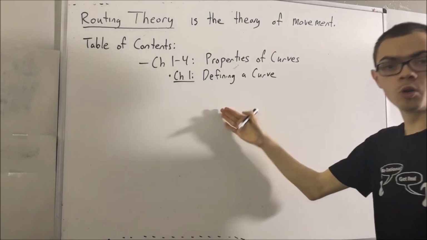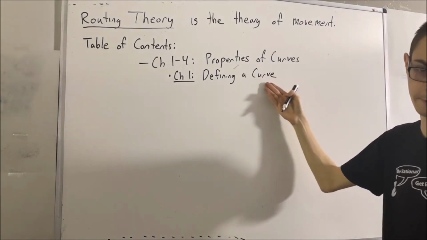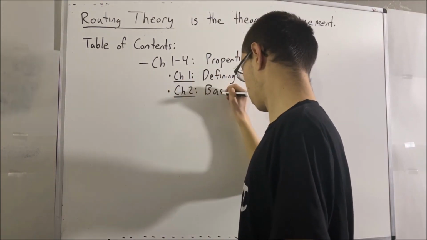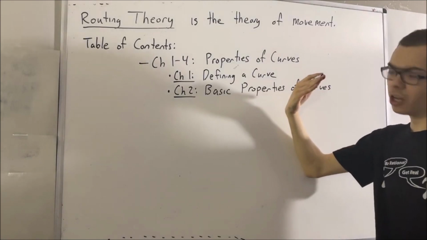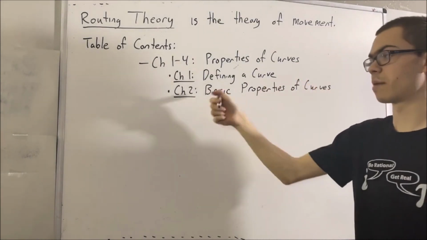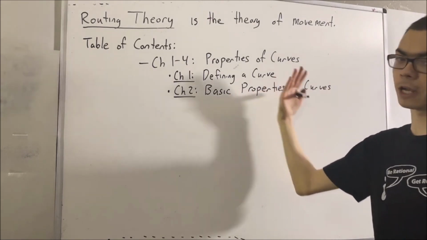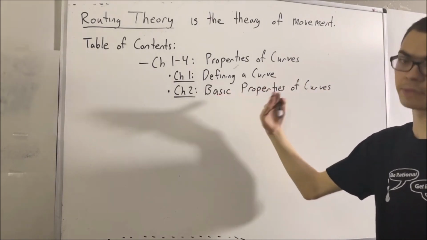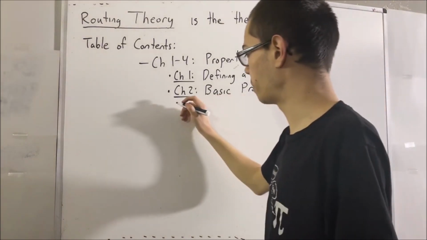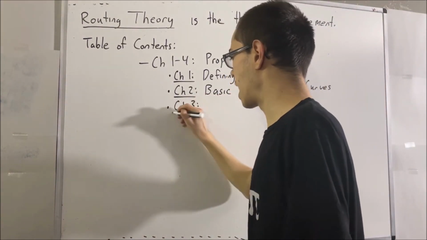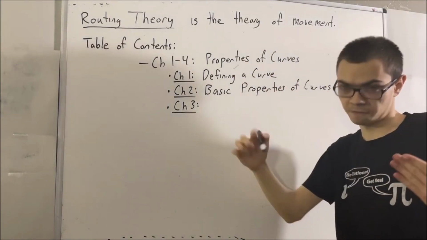In chapter 2, we look at a few of the basic properties that curves have. And what I mean by basic, you're going to see when we talk about it in chapter 2, because according to some people, some properties may be considered basic, while to some others, other properties may be considered basic. You'll see what I talk about when we get to chapter 2. It'll be pretty interesting. As for chapter 3, we talk about what are called partial curves.